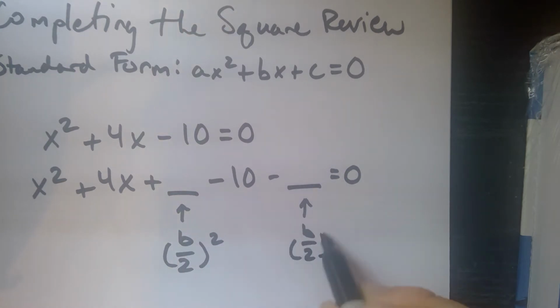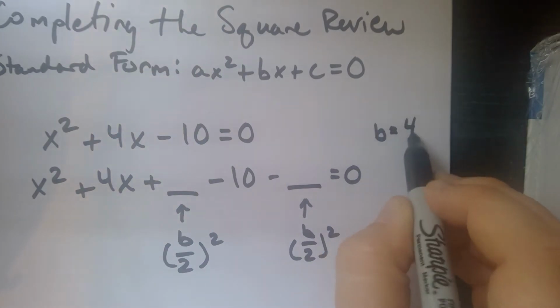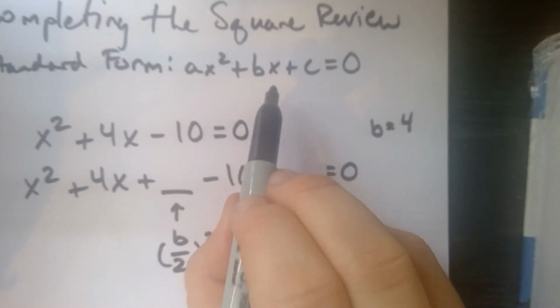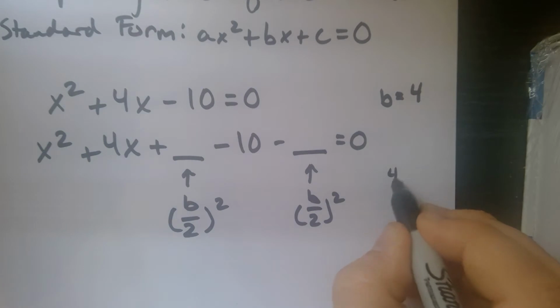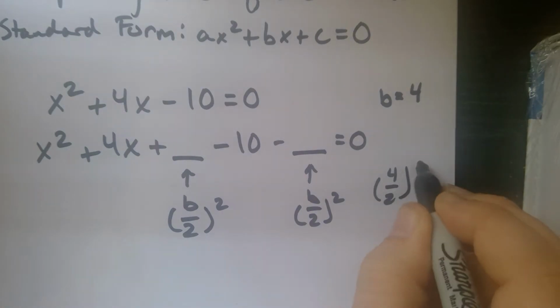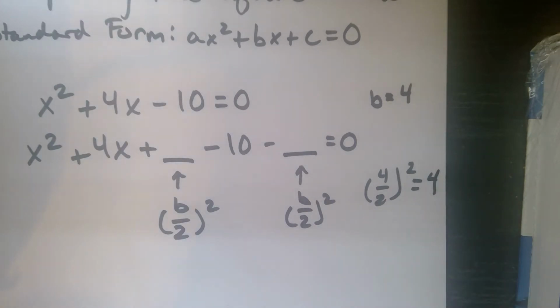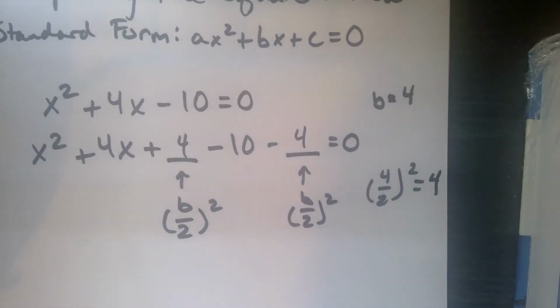B over 2 squared. Now I'll make a note off to the side that b equals 4, because b is the number in front of x in standard form. So we have 4 over 2 squared, which equals 4. So we'll put plus 4 minus 4.